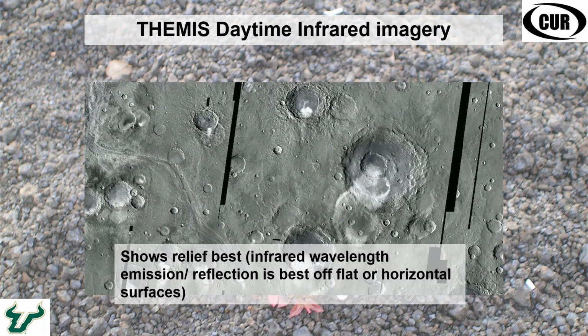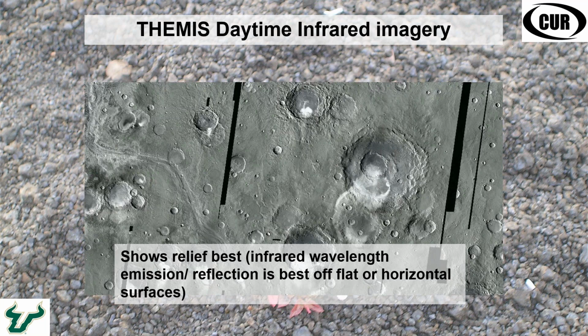There are also databases available through Google Earth and JMARS to look at this unusual infrared imagery that's been collected on Mars. The infrared imagery provides a lot of different kinds of information. What I'm showing here is something called daytime infrared imagery. It was collected by the thematic mapper on the Mars Odyssey probe, THEMIS.